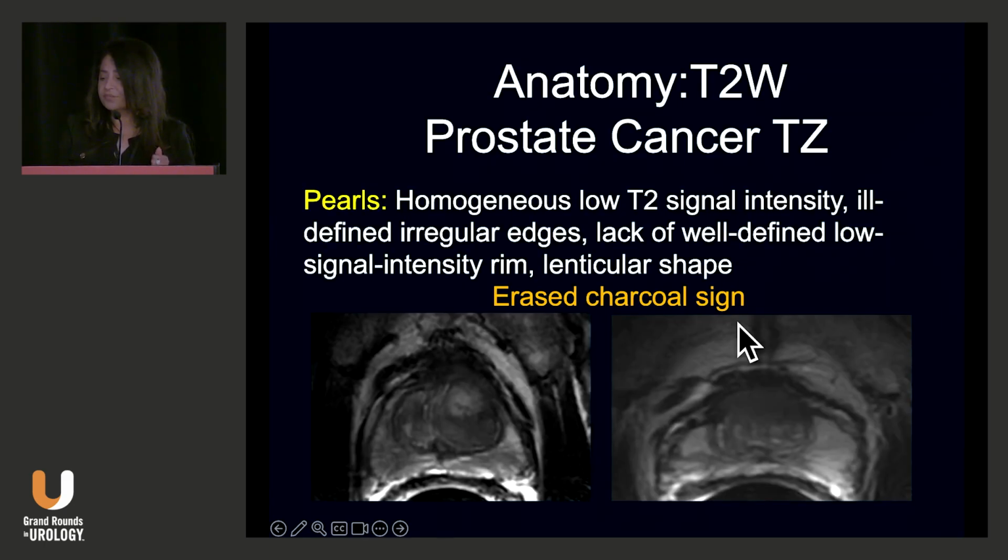How about here? You've got this glandular area, and then this smudge, the erased charcoal sign. Again here, large anterior mass. And those are the typical transition zone type tumors.